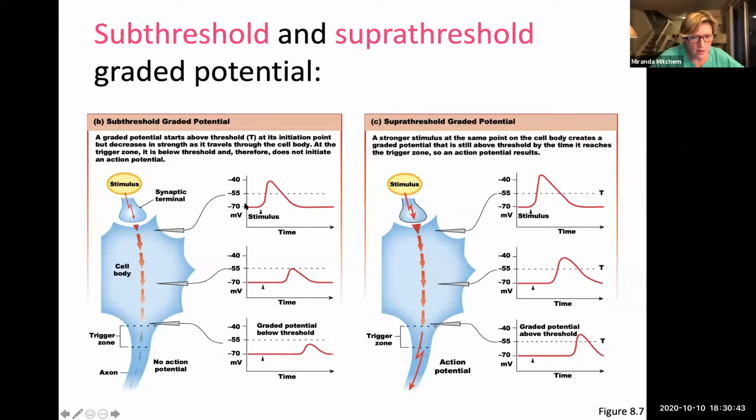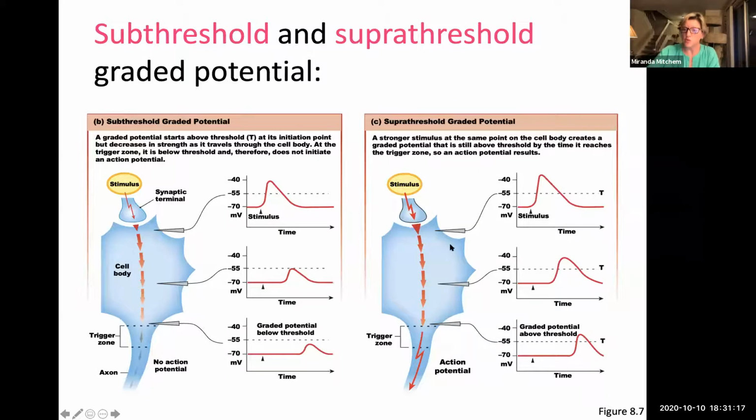And there is a good signal. It goes up enough. If we get above this -55 line, there's enough strength to result in a signal. So there is enough here. That's fine. But down here at the cell body, we're only getting to threshold. And then by the time the signal gets to the necessary point to result in an action potential, there is not enough signal. We are below threshold. So that is why this is the sub-threshold graded potential.